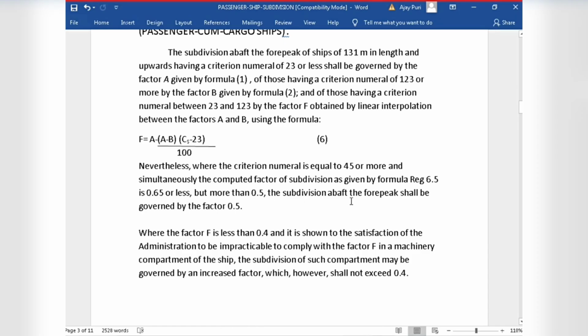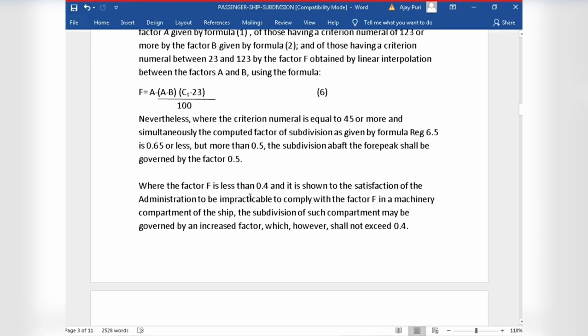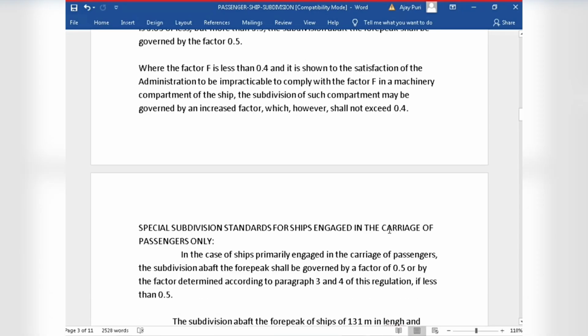Then the subdivision above the forepeak shall be governed by factor 0.5. The second criterion is when the factor F is less than 0.4 and is shown, to the satisfaction of the flag state, to be impracticable to comply with factor F in the machinery compartment. The subdivision of such a compartment may be governed by an increased factor, which shall not exceed 0.4. So these are the criteria here.